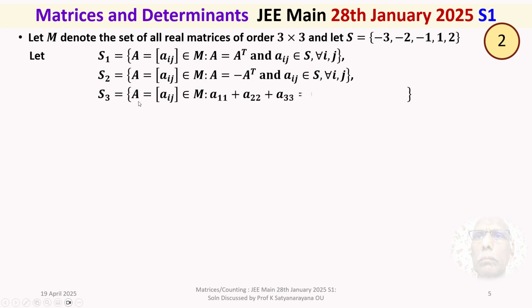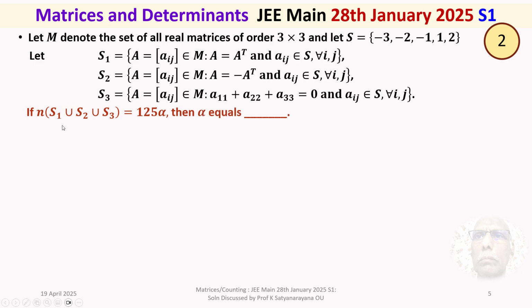S3 is the set of all matrices coming from capital M such that A11 plus A22 plus A33 is equal to 0. That is, the trace of A is 0 and Aij belongs to S for all i, j. If n of the number of elements present in S1 union S2 union S3 is 125 times alpha, then alpha equals.